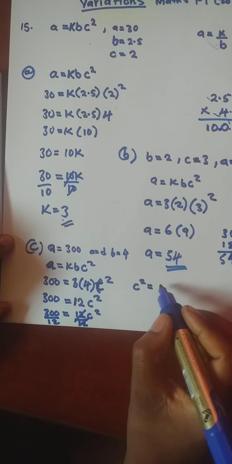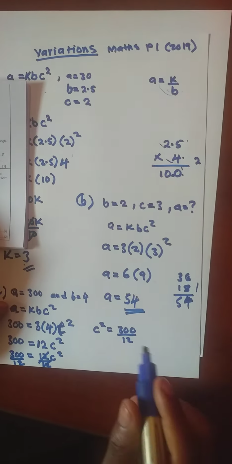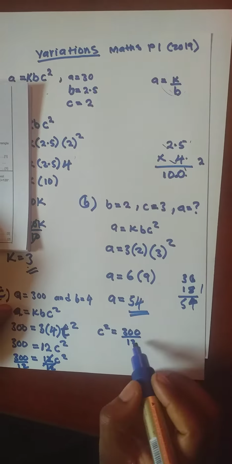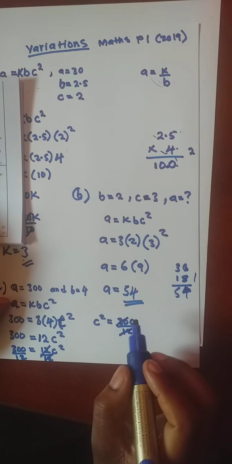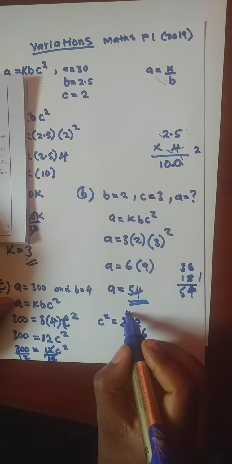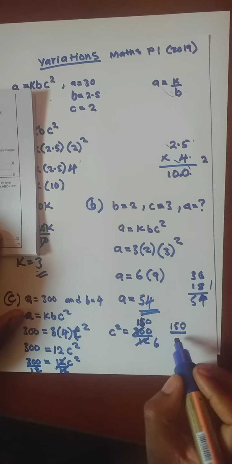300 divided by 12. So you need to ask yourself, what number can you use to reduce this? You can even use 2. So 2 into 12 is 6. Then 2 into 30 is 15. Then 2 into 0 is 0. So we are remaining with 150 over 6.